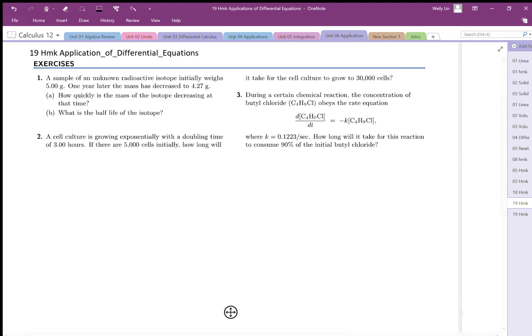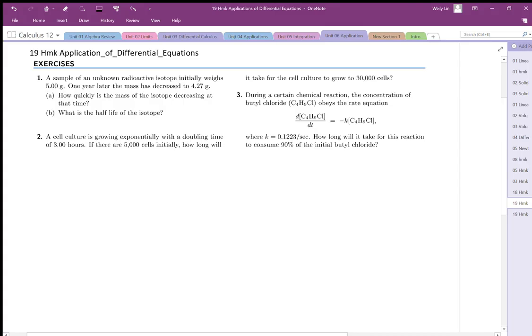Question number 3 says that during a certain chemical reaction, the concentration of butyl chloride obeys the rate of reaction: the rate of change in the concentration is equal to negative k times the actual concentration value. And they give you a k value here. So again, if you take a look at this differential equation, it is based on exponential growth.